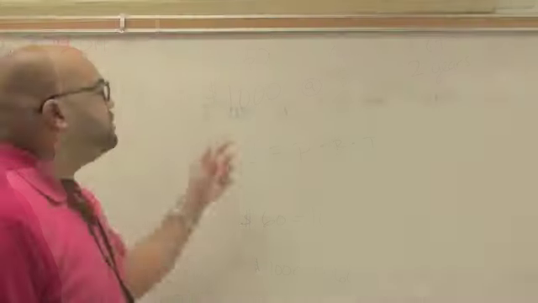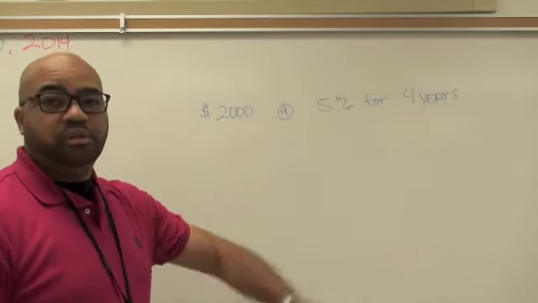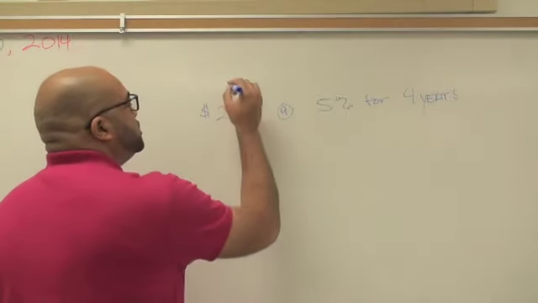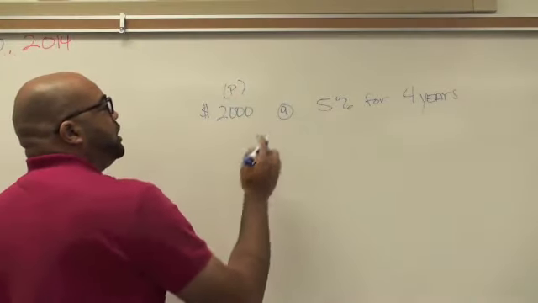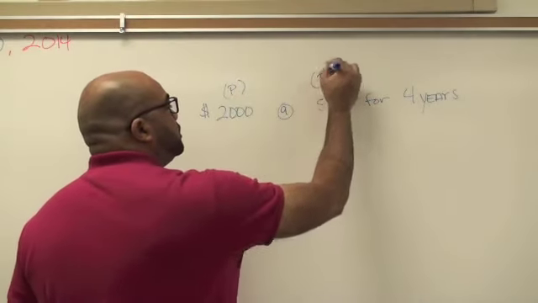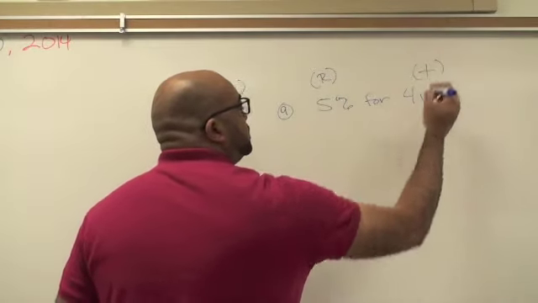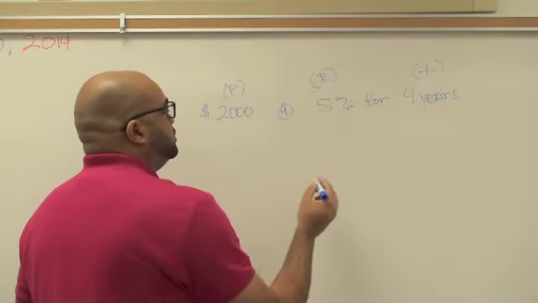Now another example. We have $2,000 at 5% for 4 years. So we're going to do the same thing we did before. Let's label our terms. This is my original amount or principal. This is my rate, my R, and this is my term, time. Set up the same way. We're going to do P times R times T, which gives us our interest.